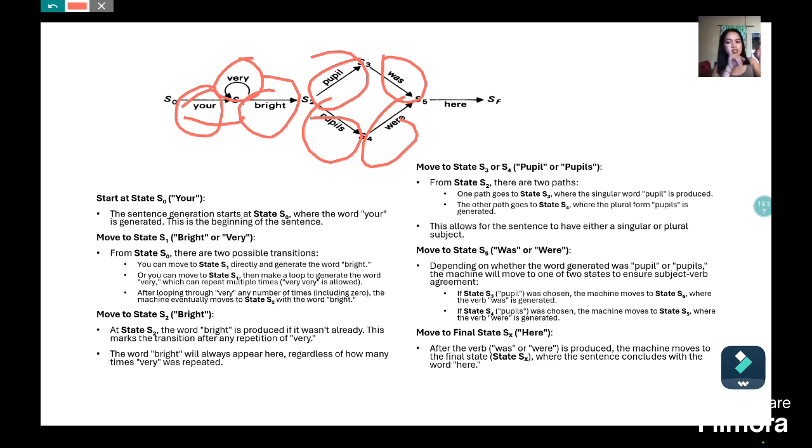So we build the sentence. State 0, "your," is the checkpoint or the beginning of the sentence. Moving to state 1, "very." Moving to state 2, "bright." Moving to state 3, "pupil." Moving to state 5, "was." So we have built the sentence: "Your very bright pupil was," and move to the final state, "here." "Your very bright pupil was here." So that's how finite state grammar works. Let's proceed.